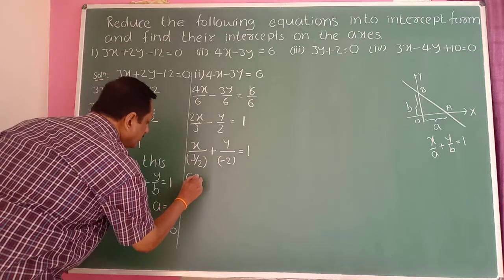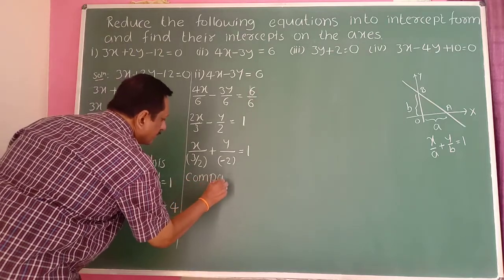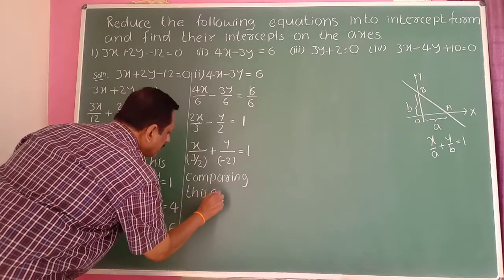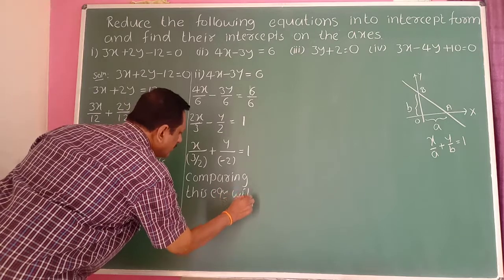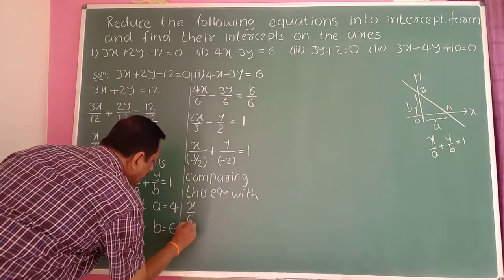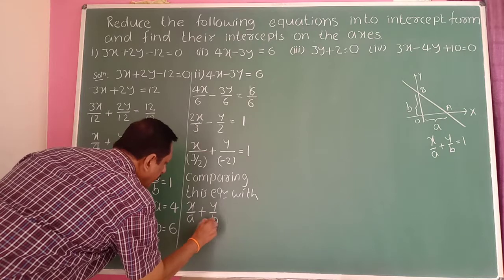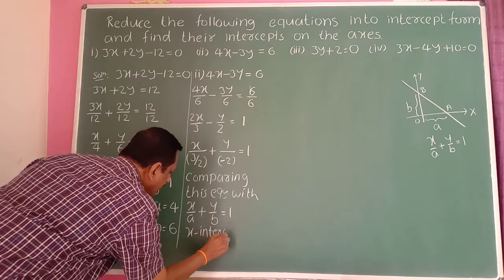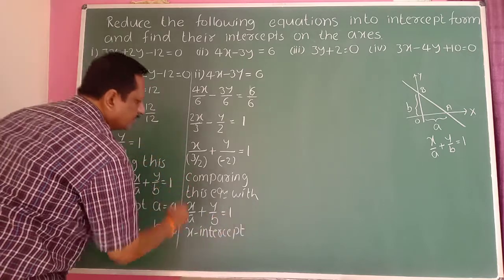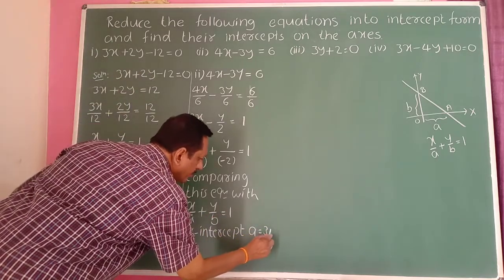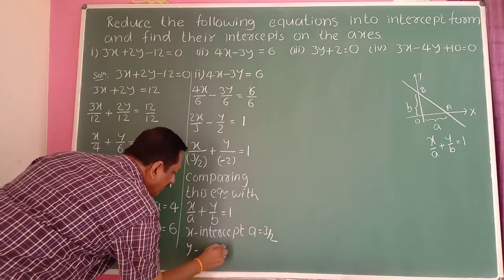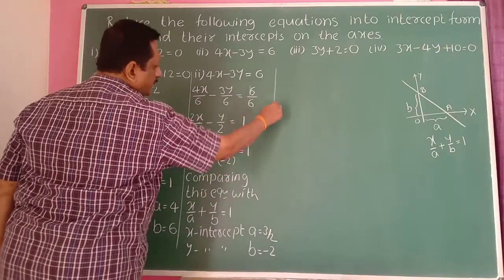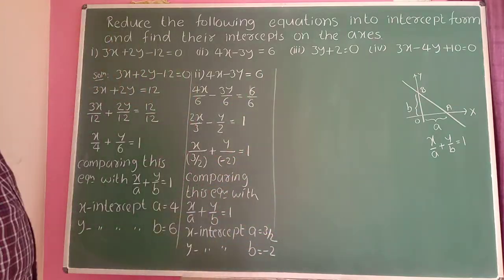So comparing this equation with x divided by a plus y upon b is equal to 1, hence x-intercept a is equal to 3 by 2 and y-intercept b is equal to minus 3. Okay, this is the answer here.